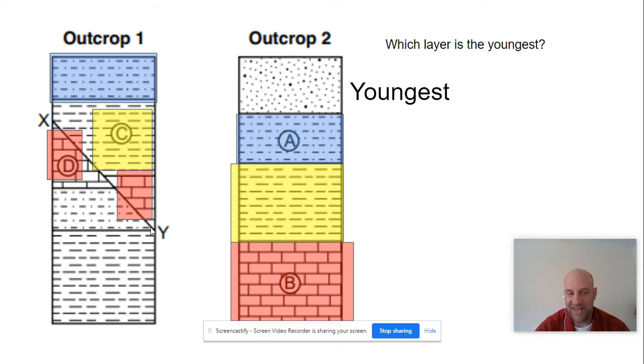Remember that this fault XY has to be younger than the layers it cuts through. That's the law of cross-cutting relationships. We can see that this side has moved down relative to this side.